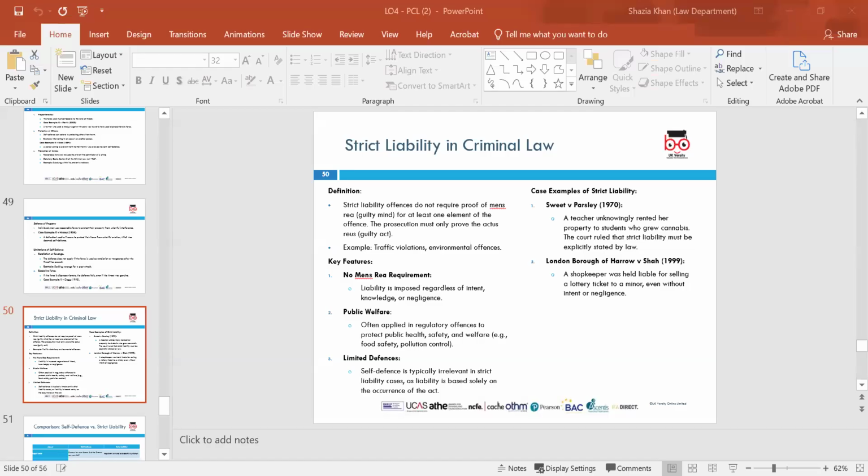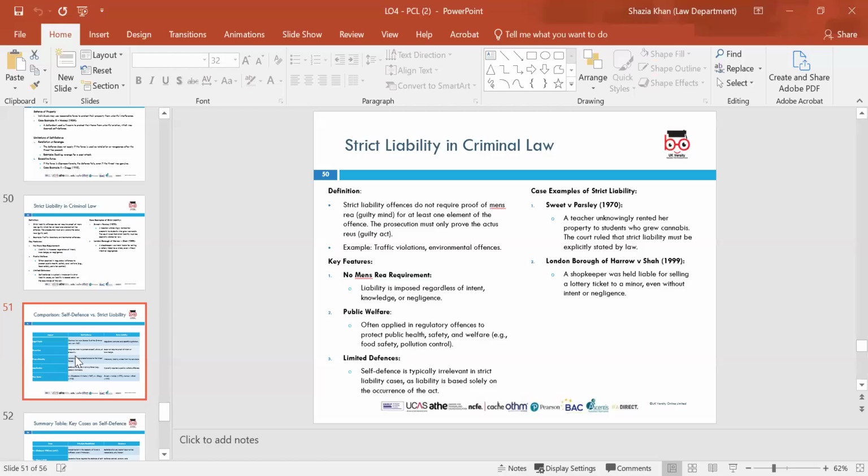First case is the case of Sweet and Parsley, 1970, where a teacher unknowingly rented her property to students who grew cannabis. The court ruled that strict liability must be explicitly stated by the law. And the next case is the London Borough of Harrow and Shah, 1999, where a shopkeeper was held liable for selling a lottery ticket to a minor, even without intent or negligence.